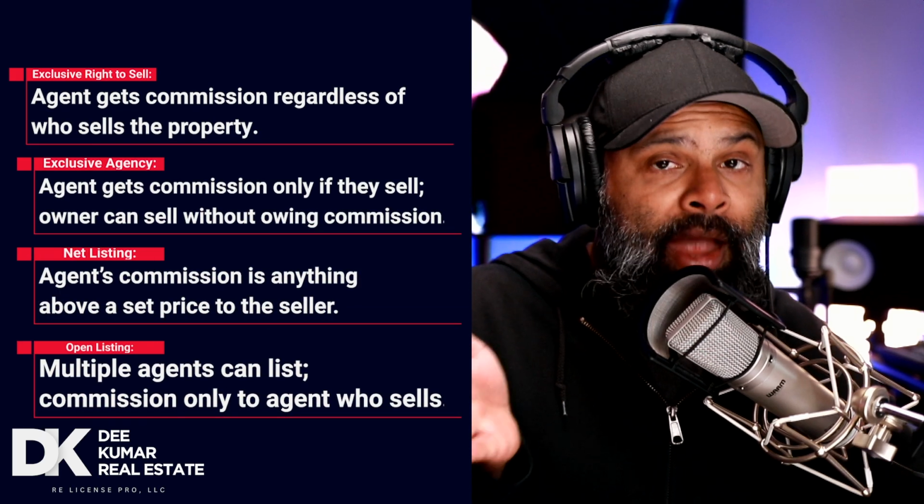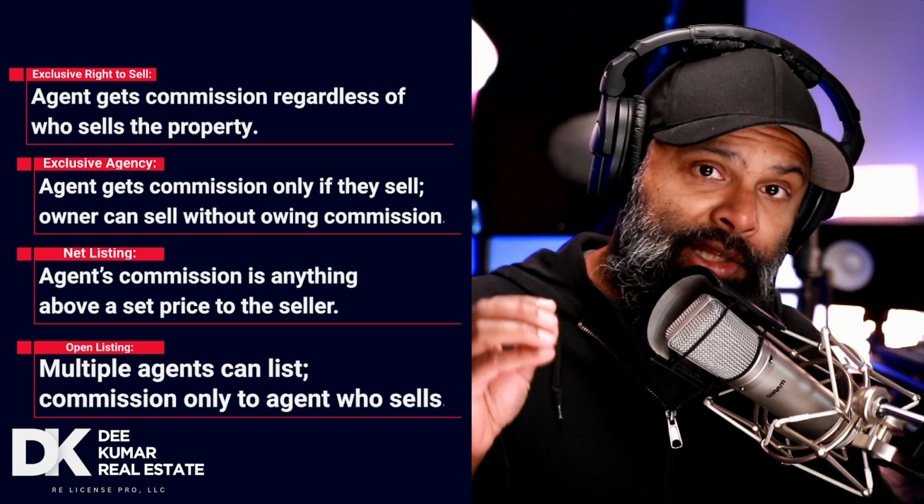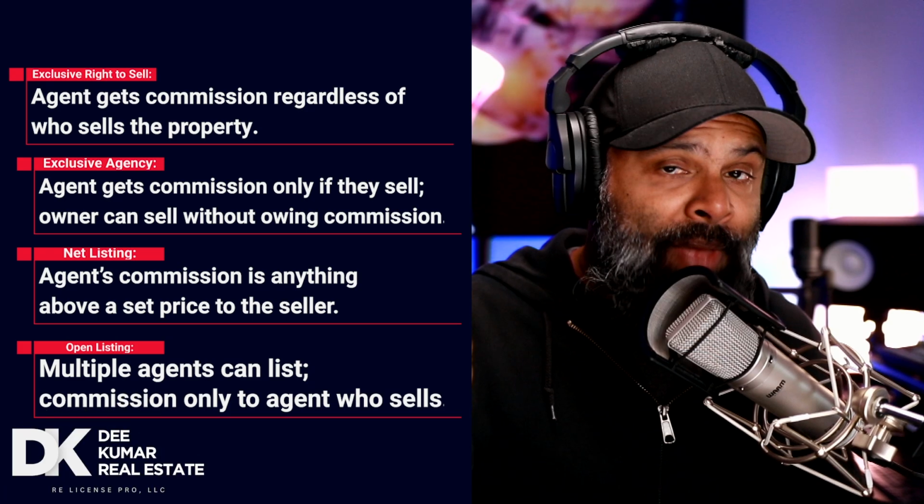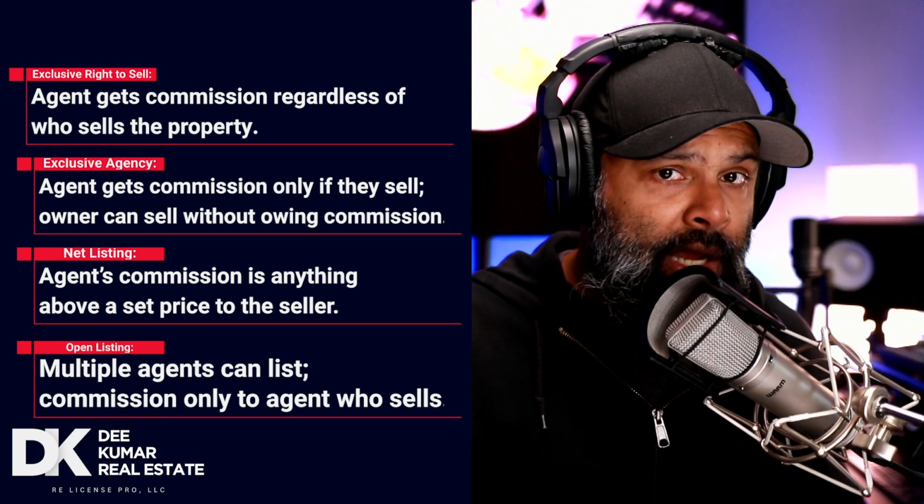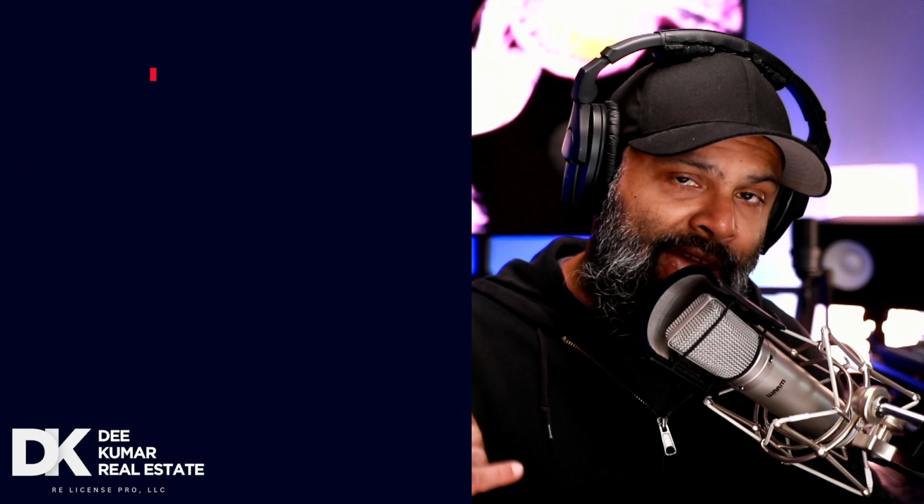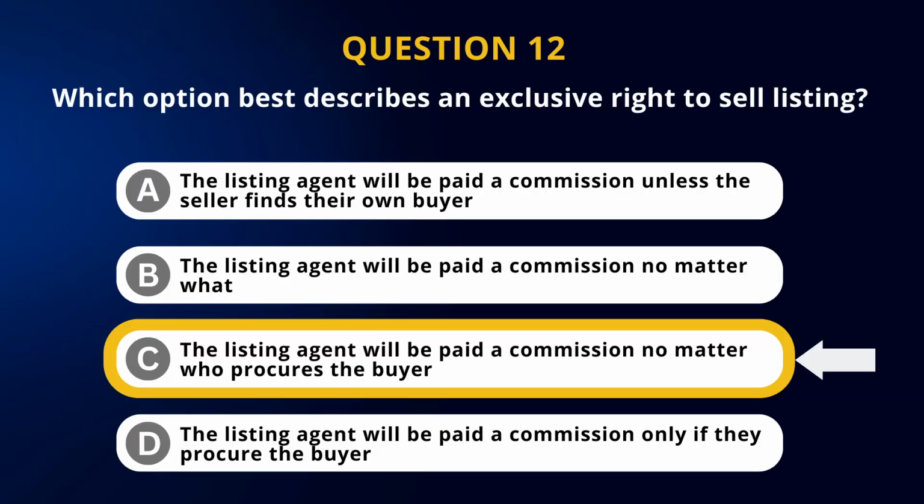Now, compare that to the exclusive agency listing agreement, and that means that the seller can procure their own buyer and the agency wouldn't get paid. But if any other agency is involved, then the exclusive agency gets paid. So you want to know the difference between an exclusive right to sell versus an exclusive agency agreement. Those are two distinctions you want to make. You also want to know the differences between what is a net listing, for example, what is an open listing, and then the buyer's agency agreements as well.